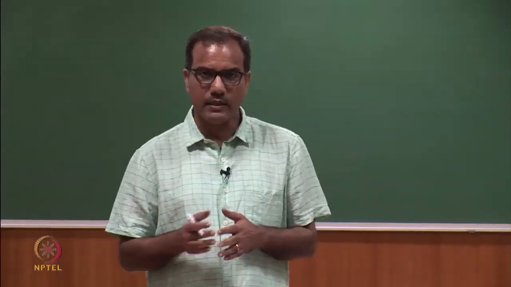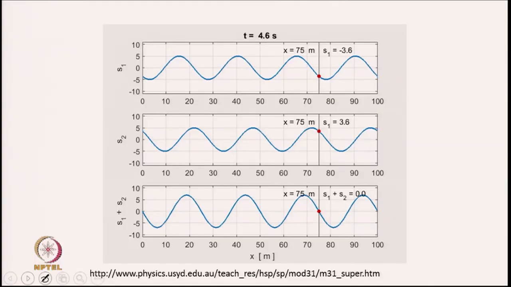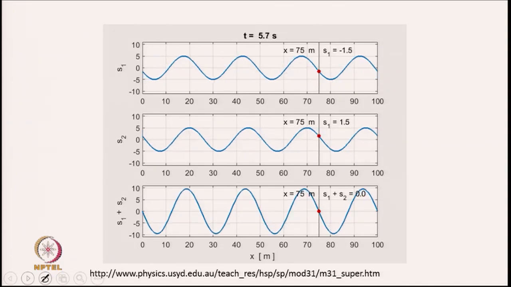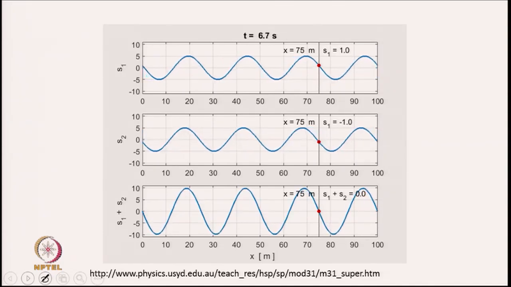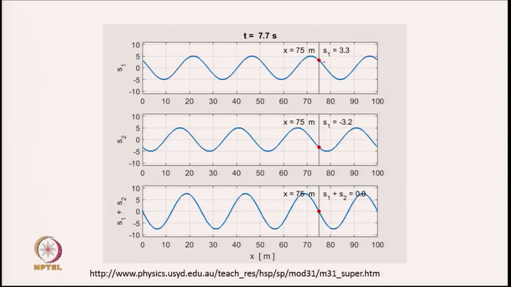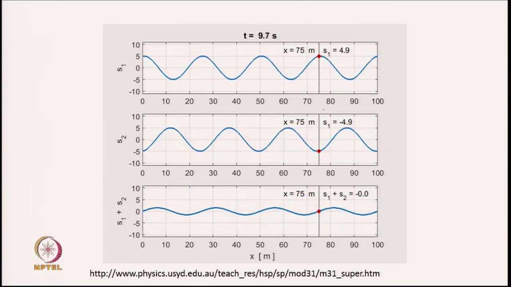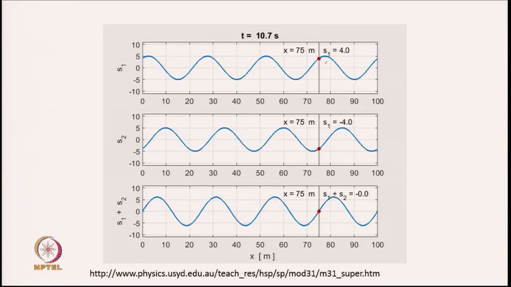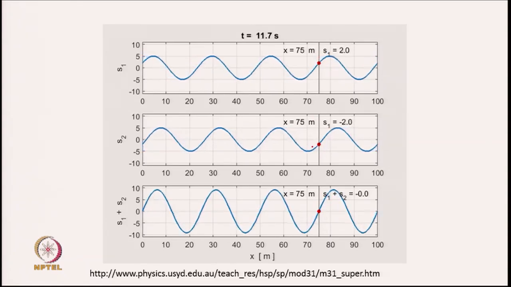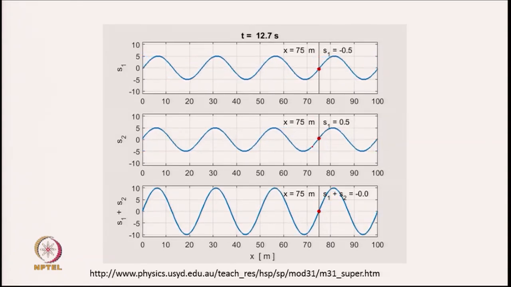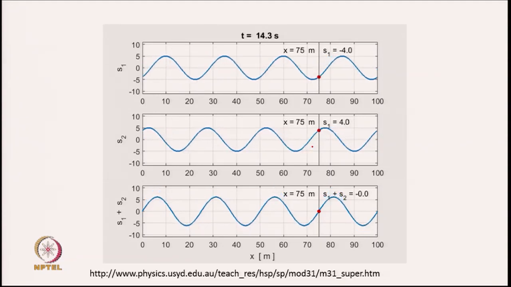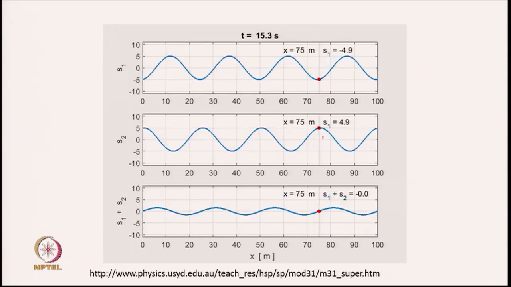And you can see here, these are the two waves, and this is your composite wave. So, let us see, this is now at maxima. Here you see crest and trough interfere, and so you got 0. Now, let us see, again trough and crest, you see 0.